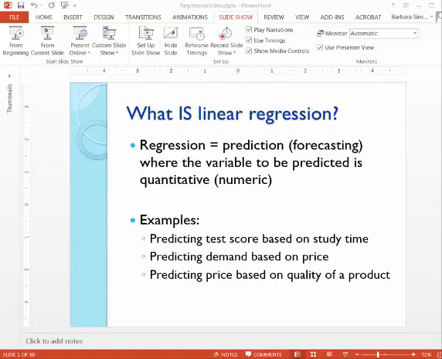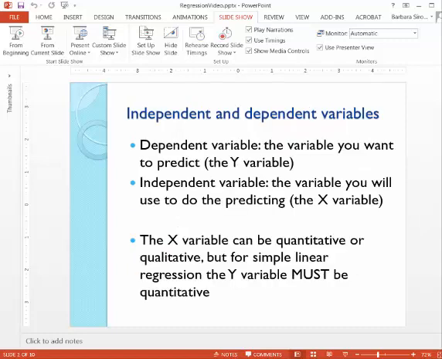As you can see on the screen, regression is basically just prediction, or another word, forecasting. And this is where the variable to be predicted is quantitative. Some examples you might think about would be predicting test score based on how much time you study, or predicting demand of an item based on how much it costs, or predicting the price based on the quality of a product. So that's what I mean by predicting one variable based on another.